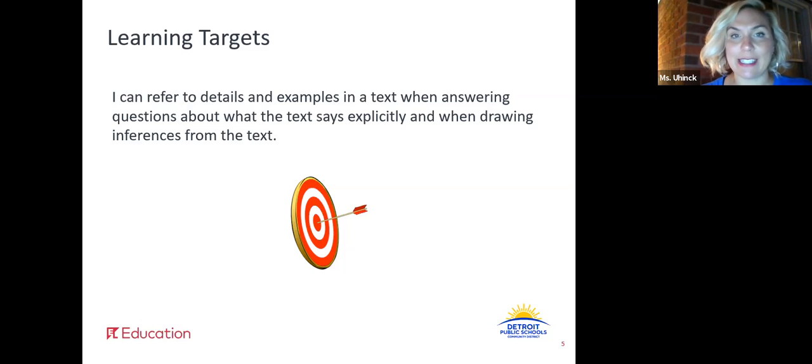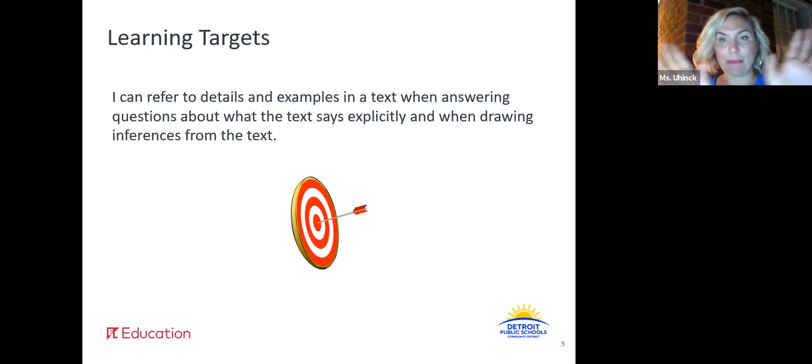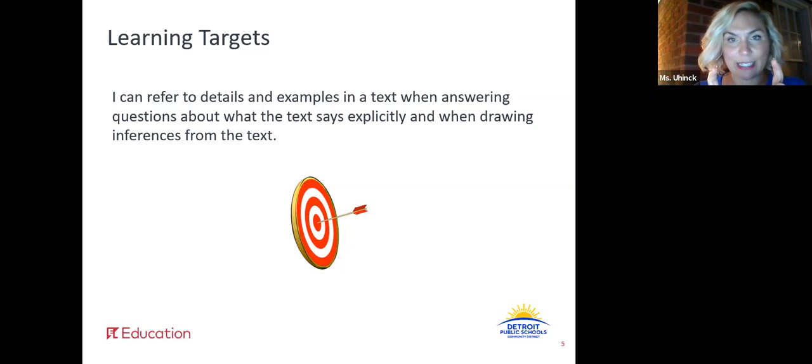Drawing inferences is when we have to take what is right there in the text, what do I already know, and put it together to draw an inference. I like to say it's kind of like reading between the lines, right? We're using what we know and what the text says to make inferences about the text.